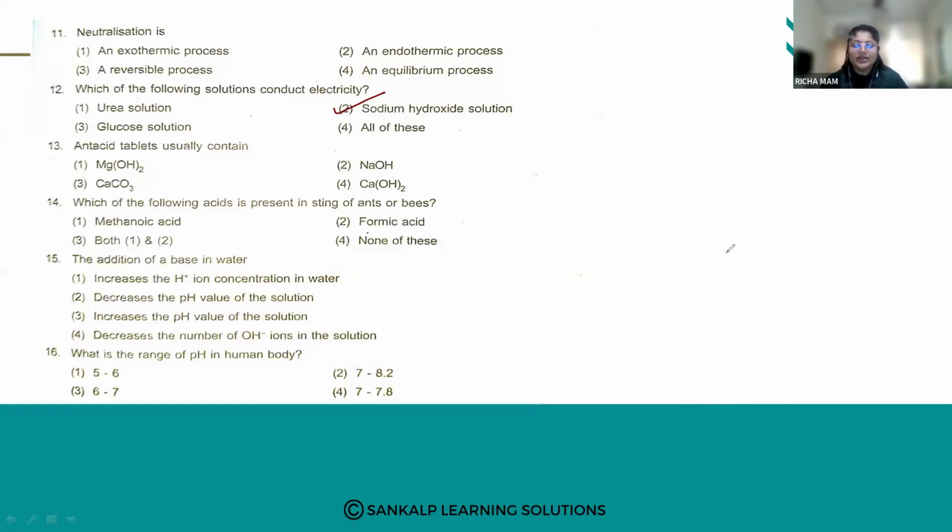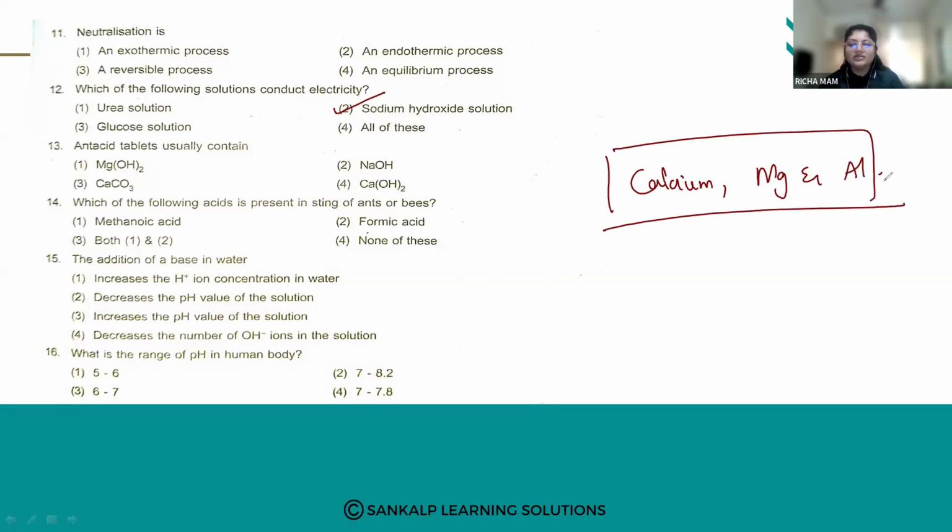So antacid usually consists of calcium, magnesium, and aluminum as the active ingredients. They will be present in the form of salts. So the answer is magnesium hydroxide. Antacid usually contains magnesium hydroxide.